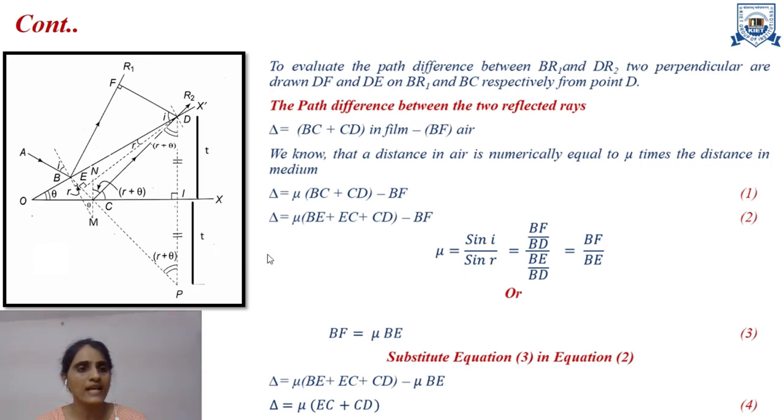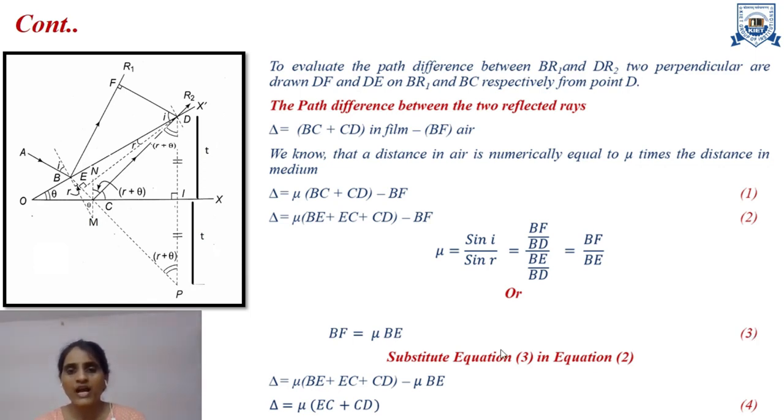To calculate sin r, we will consider the right angle triangle BED, where angle E is 90 degrees. Again, sine of the angle is perpendicular upon hypotenuse. In right angle triangle BED, the perpendicular is BE and the hypotenuse is BD, that is BE upon BD. So BD and BD get cancelled out, and the leftover term is BF upon BE, or I can write BF is equal to mu into BE. That is my equation number 3.